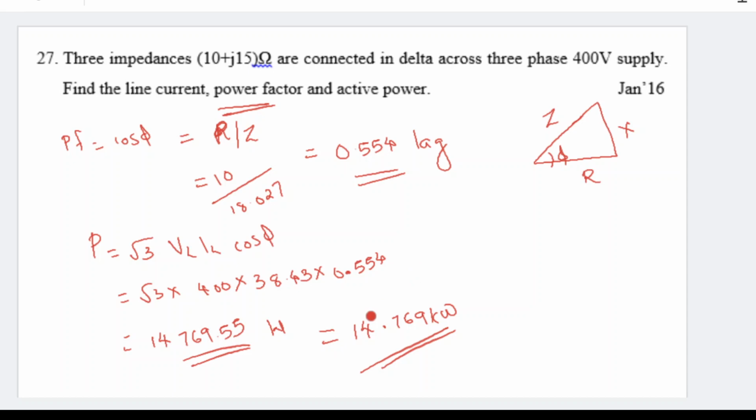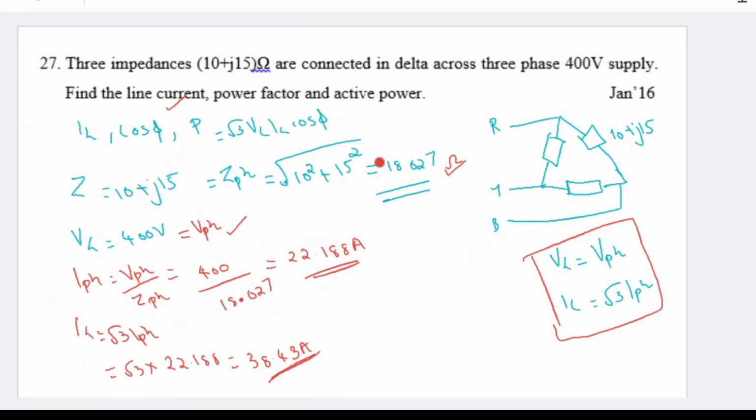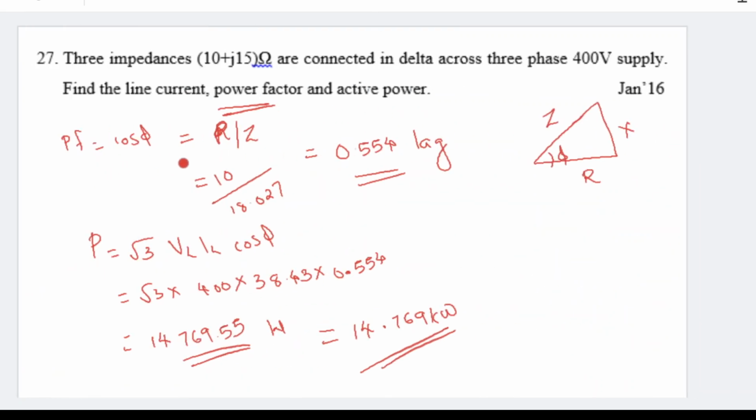Okay, so I hope you understood it. The question is very simple. We are given Z. So this is Z phase, that is across here. There is no phase value and line value for voltage. So we can say 400 divided by this will give you I phase. Now see in the previous slide. Then you have to find out line current, which is equal to root 3 I phase. Then cos phi is equal to R by Z and P is equal to root 3 VL IL cos phi.